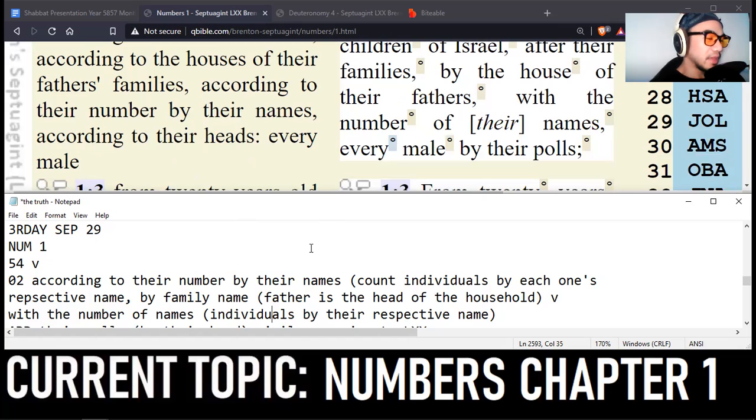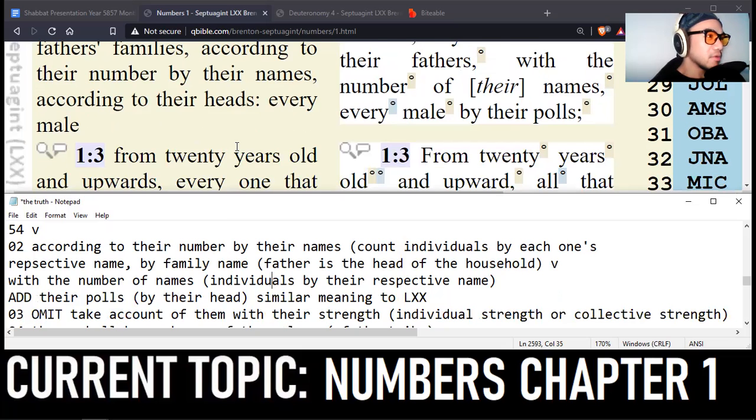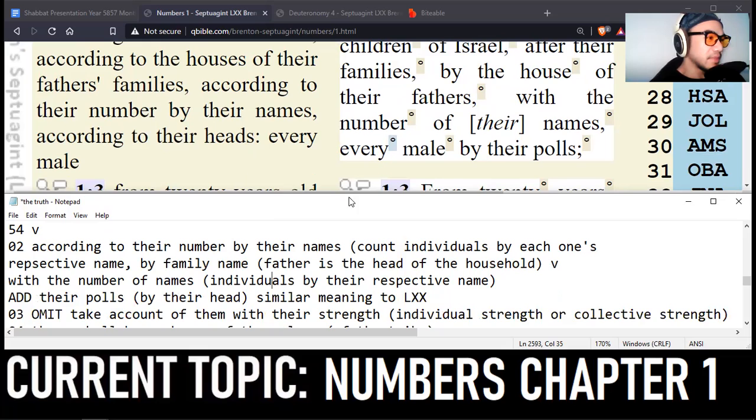So if you're part of the house of Yehuda, you're counted as a member of the house of Yehuda, not by your respective name, which could be Yeshua or Moshe or Aharon, and you're counting everyone who has the same name. So that can be a little confusing. It's a little more clear in the Sept. And "their poles" was added to the Maz, which means by their head. That is a similar meaning to the Sept when it says their heads.